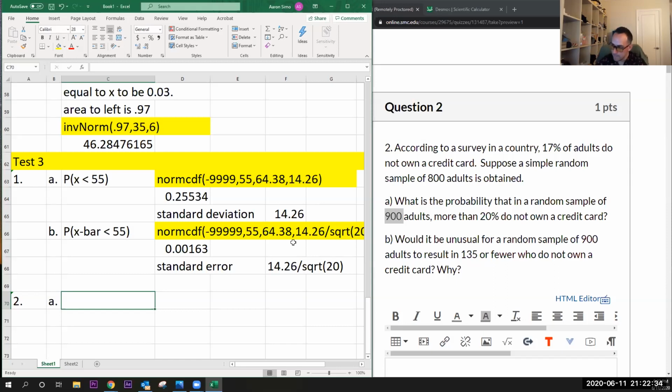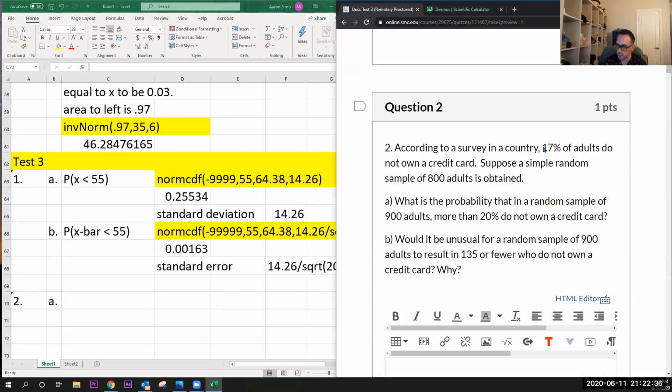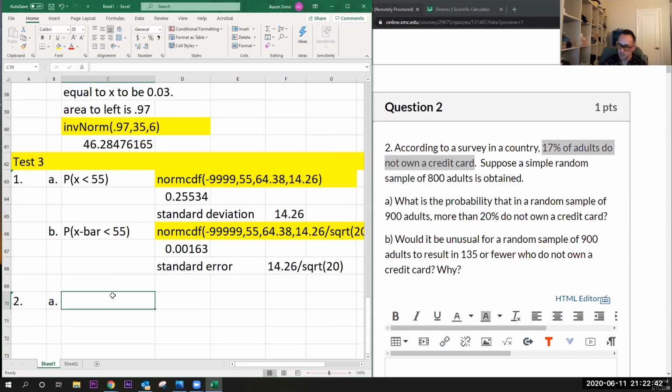Now, we do have 17% as a number up here. It says 17% of adults do not own a credit card. That's going to be sort of our mu, the mean of the sampling distribution. And we don't have any standard deviation, notice. There's no standard deviation.